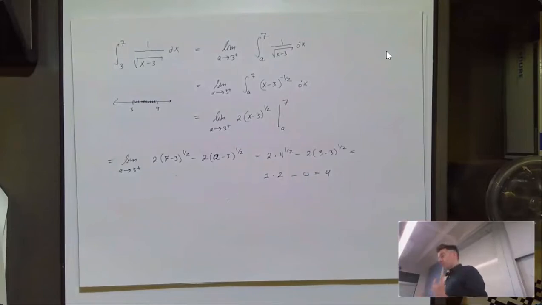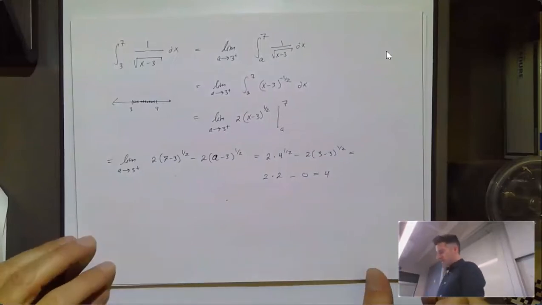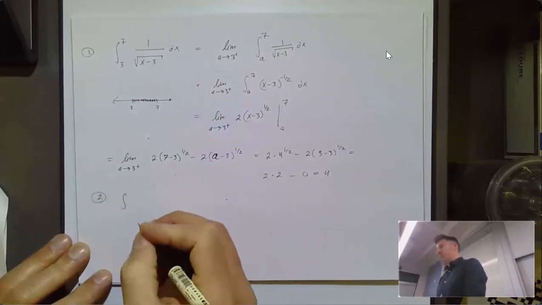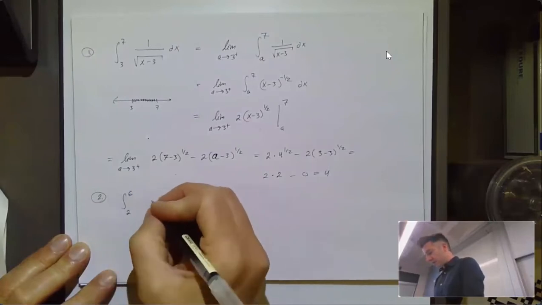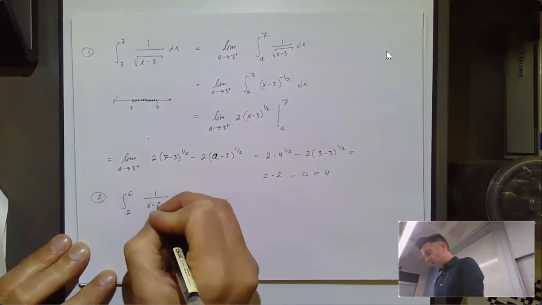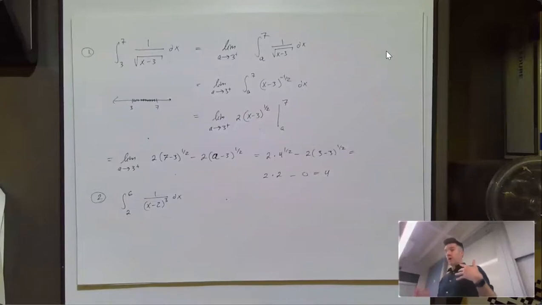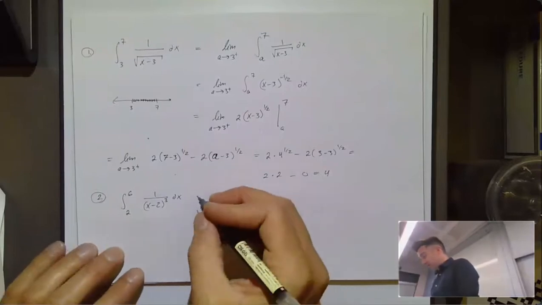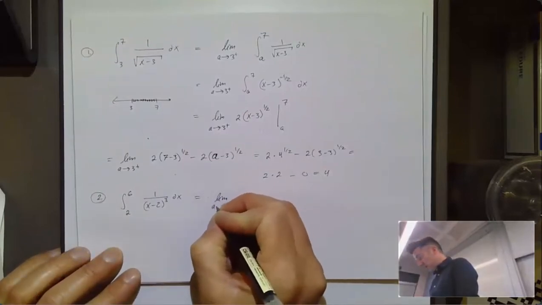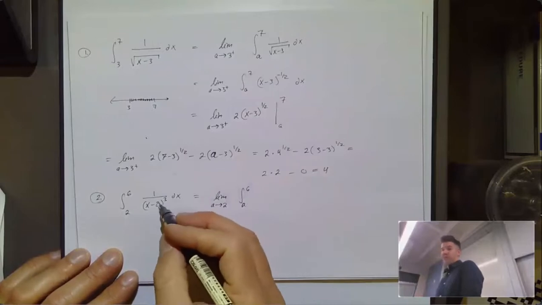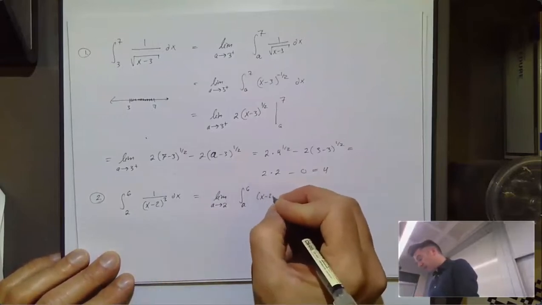Let's contrast this with a similar but different problem. So let's see, I can probably fit this in here, yeah. So let's try another one. Let's try the integral from 2 to 6 of 1 over x minus 2 cubed. So same idea. This function is definitely, I should say, not the function, the integrand, the thing we're integrating, is definitely undefined at positive 2. So we're going to say that this is equal to the limit as a approaches 2 of the integral from a to 6 of, and I'm going to rewrite my integrand, x minus 2 to the negative 3rd.